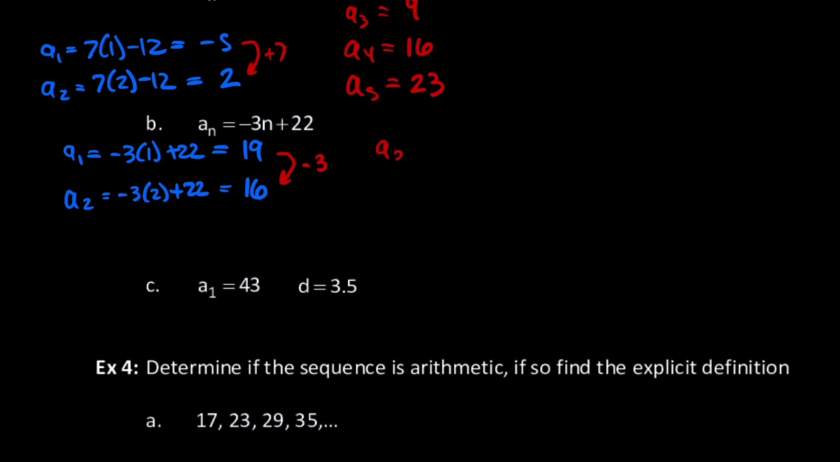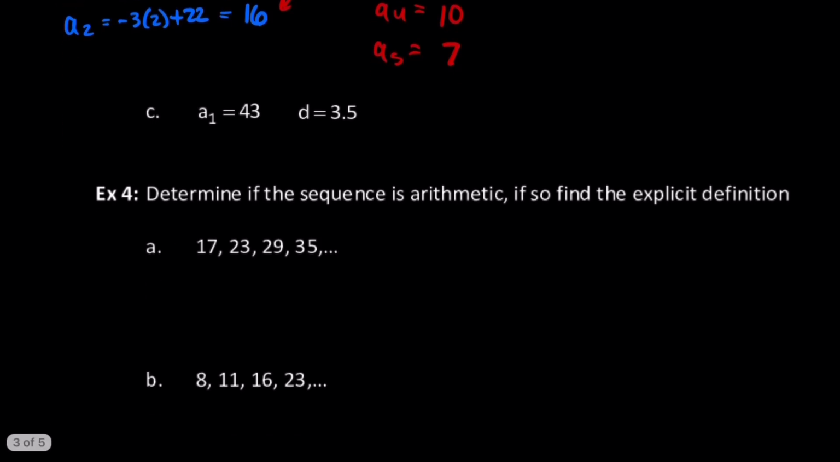So now if you want to apply a shortcut to find a sub 3, a sub 4, and a sub 5, I take 16 minus 3. Well, that's 13. 13 minus 3 is 10. 10 minus 3 is 7. So in this arithmetic sequence, it's actually decreasing because D is negative.